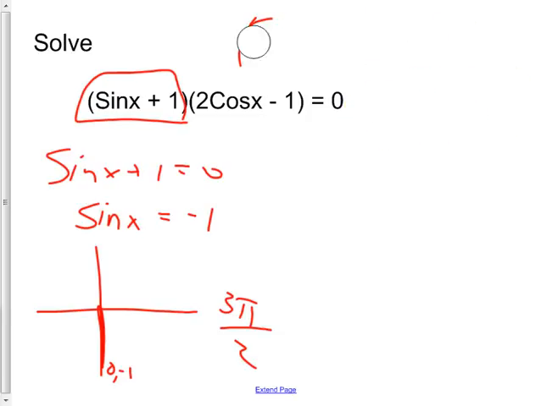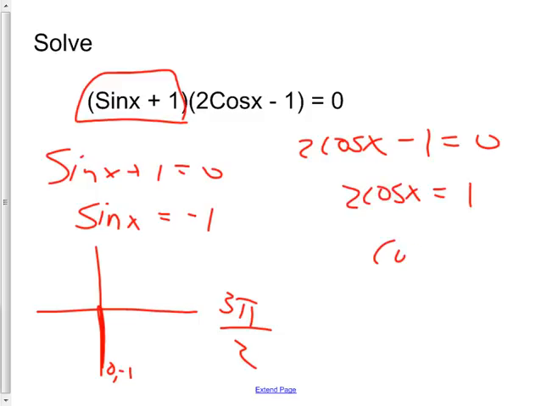All right. So let's move back to this where it was possible. This one comes out to be 2 cosine x minus 1 equals 0. 2 cosine x equals 1. Cosine x equals 1/2. Please don't talk while I'm talking. It's a bit distracting. Okay. And then, what angle would that be?